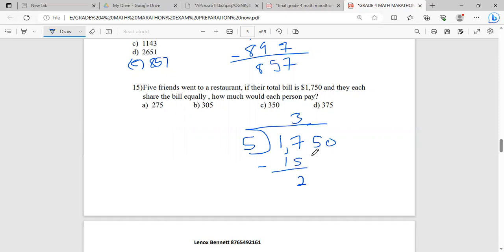2. Carry down the 5. Of course, my students ran through these questions. 5 into this goes 5 times. 5 times 5 is 25. So we get 0 when we subtract. And then we carry down our 0. And then 5 into 0 goes 0. So our answer would be 350.